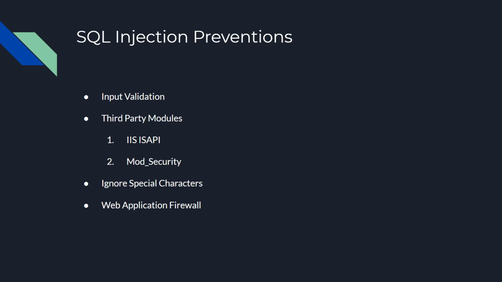The third method would be ignoring special characters, which is pretty straightforward. And the fourth one will be a web application firewall like AWS, Azure, and Cloudflare.